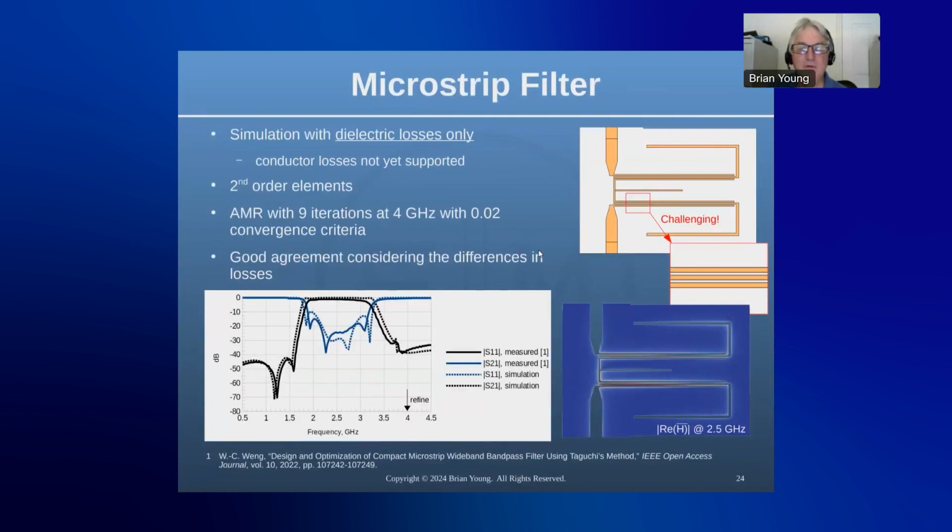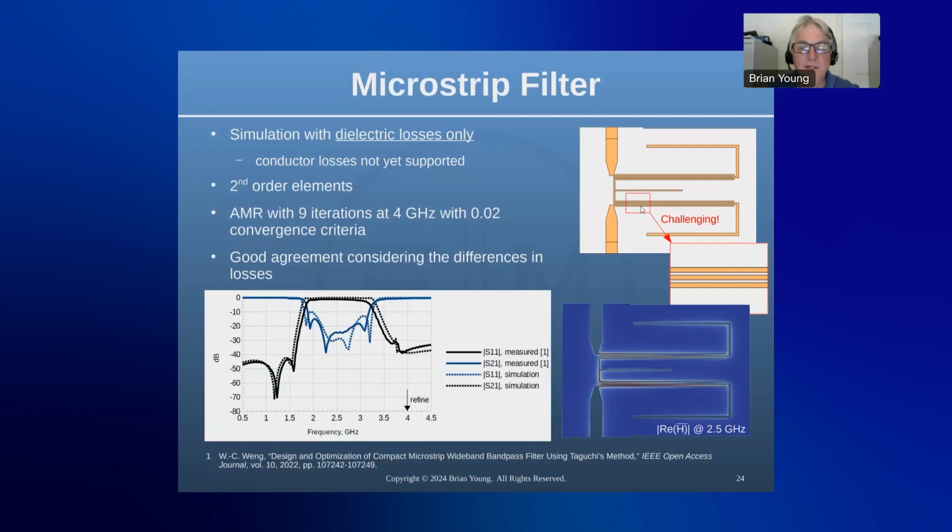This is the most practical engineering example I've run so far. It's a microstrip filter. It includes dielectric losses only because I haven't put conductor losses in. Using second order elements with adaptive mesh refinement with 9 iterations and a 0.02 convergence criteria. This is measurement versus simulation versus the published measurement. And I think the agreement is very good given the lack of conductor losses, which wouldn't be great at this relatively low frequency, but it should still have an effect of rounding off the lossless result.